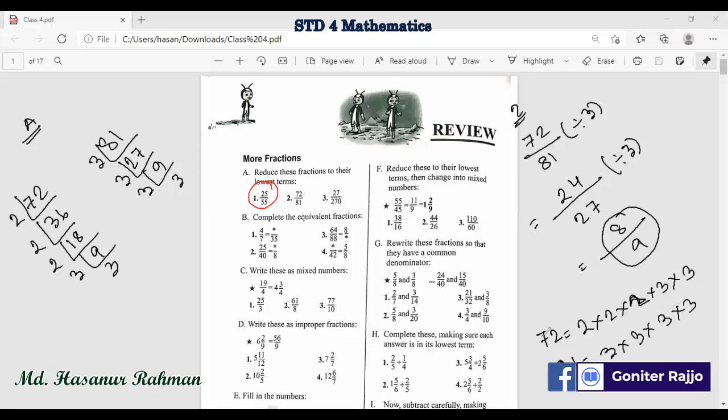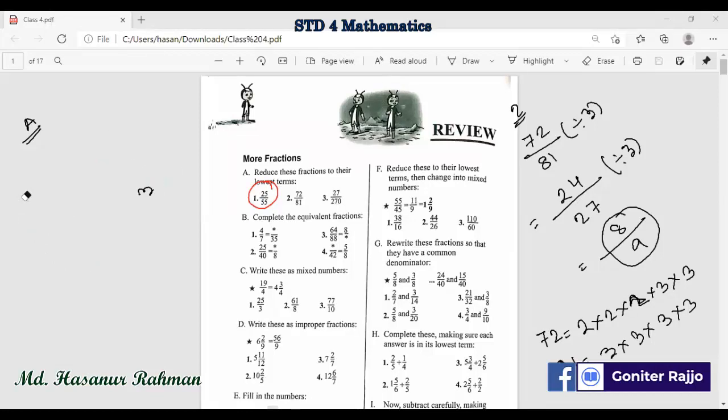So we have already found the prime factors of 72 and 81. Now we'll try to solve it. Look at this: 72 divided by 81. 72 is 2 times 2 times 2 times 3 times 3, and 81 is 3 times 3 times 3 times 3.